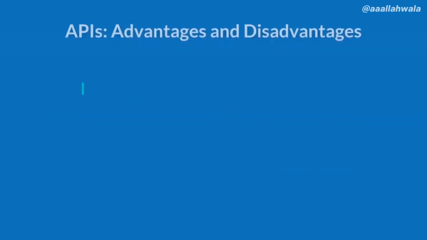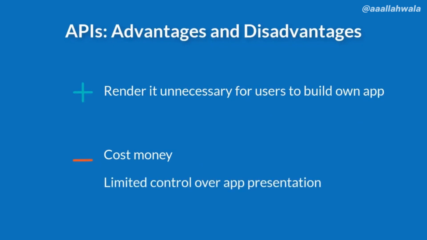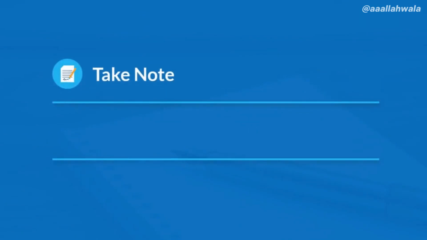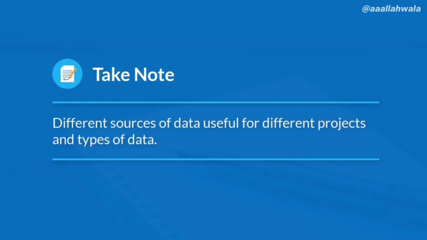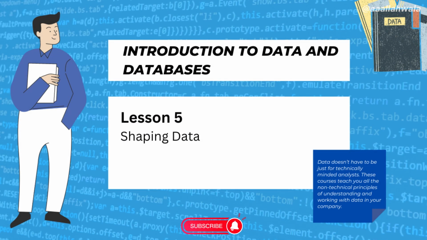In short, APIs are extremely helpful because they render it unnecessary for users to build their own app. On the flip side, they cost money, and users have limited control over how a third-party app is presented. As we've seen, there are various sources for existing data. Obviously, different sources will be useful for different projects and types of data. However, when you get data from an external source, it might not be in the ideal format for your analysis. In the next lesson, we'll look at how you can shape data into a neat, structured format.